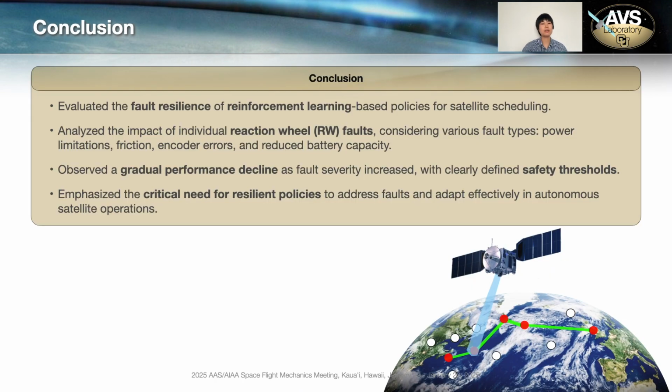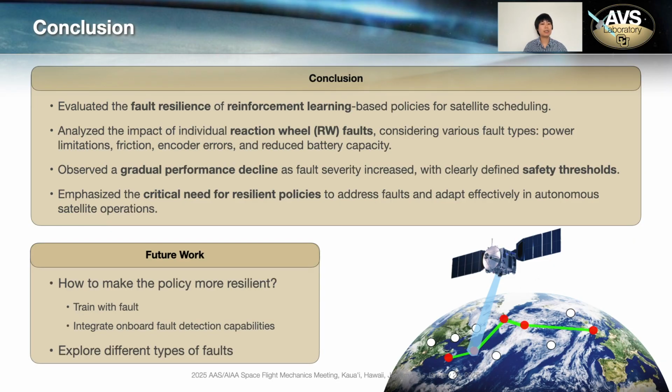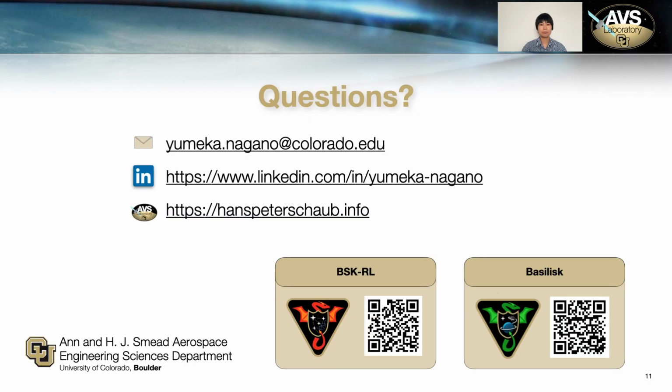So as for the conclusion, we evaluated the fault resilience of reinforcement learning-based policy for satellite scheduling, focusing on reaction wheel faults, and we observed a gradual performance decline as fault severity increased with clear threshold for safety aspect, and we see the critical need for resilient policies to address fault. So that's why my future work will be how to make the policy more resilient to fault. And also we can explore different types of fault as well.